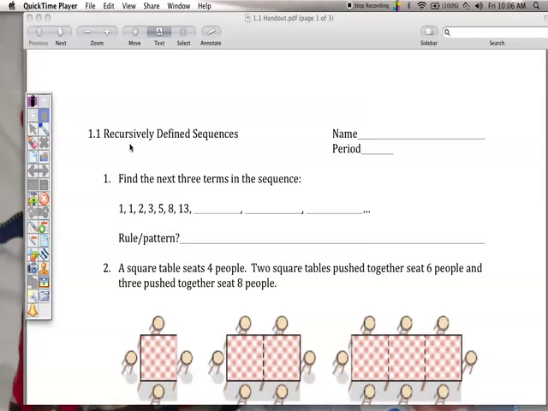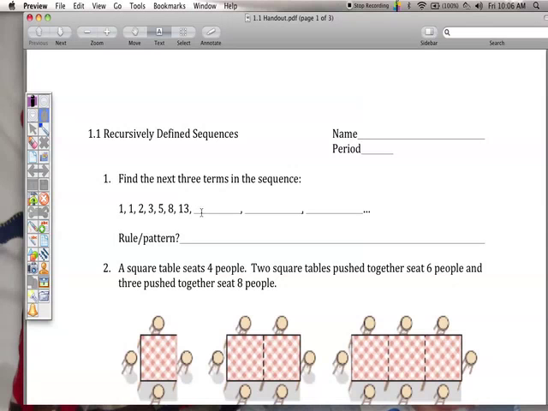Section 1.1 is on recursively defined sequences. So the first thing I'd like you to take a look at is number 1. There's a sequence here of numbers 1, 1, 2, 3, 5, 8, and 13. See if you can look at it and determine the next 3 terms in the sequence. If you can, see if you can explain what the rule or pattern for the sequence would be.